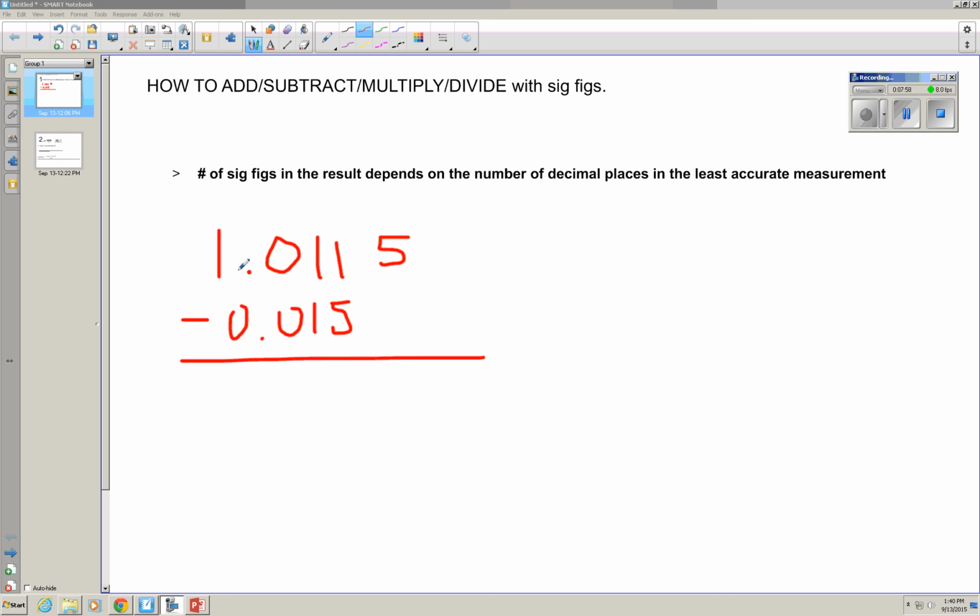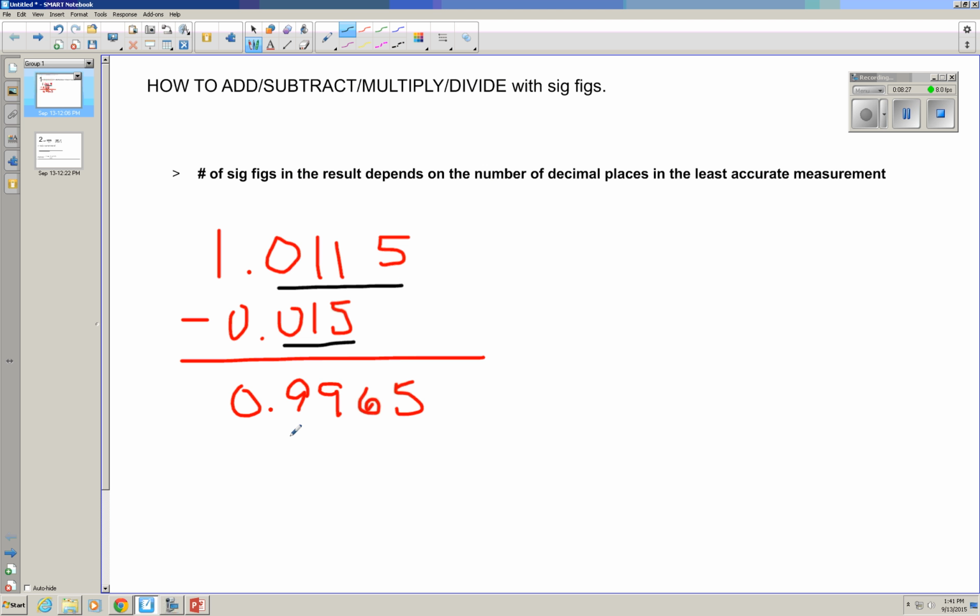Okay, here we go. Next problem. 1.0115 minus 0.015. All right, when you do this problem, you get 0.9965. Okay, 0.9965. But because this is the addition subtraction rule, you can only have as many decimal places as are in the least value. So this one has 3 decimal places, this one has 4. Your answer can only have 3.